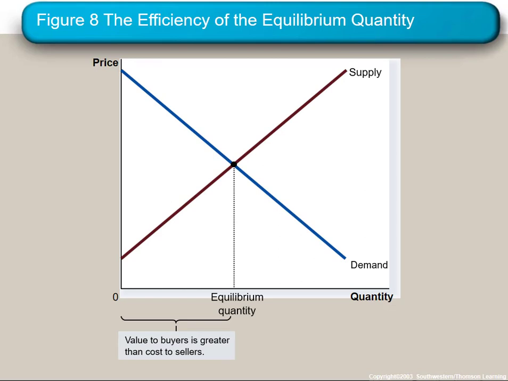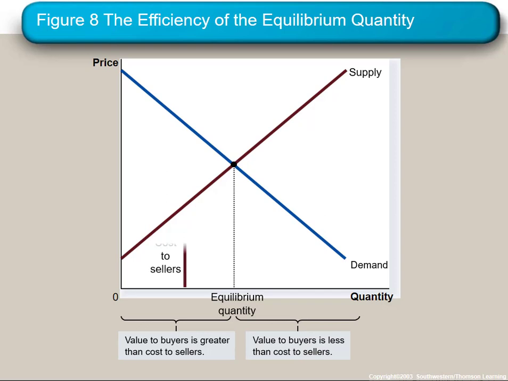So notice here, following along with the discussion in the previous slide, that the value to the buyers is greater than the cost for the sellers at every point to the left of the equilibrium quantity. That just means that the demand curve, which measures the willingness to pay of the consumers, is higher than the seller's cost as measured by the supply curve. So we know that there's surplus, the value to buyers minus the cost to sellers. There's a positive amount of surplus associated with each of the units to the left of the equilibrium quantity.